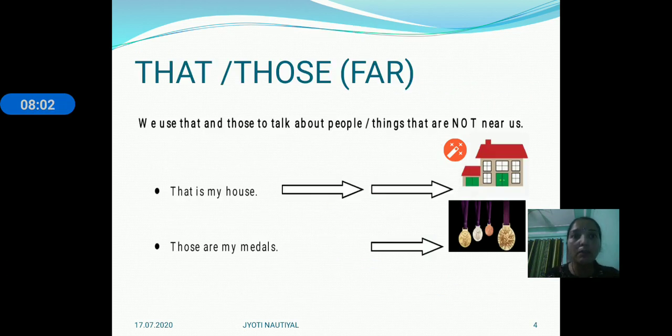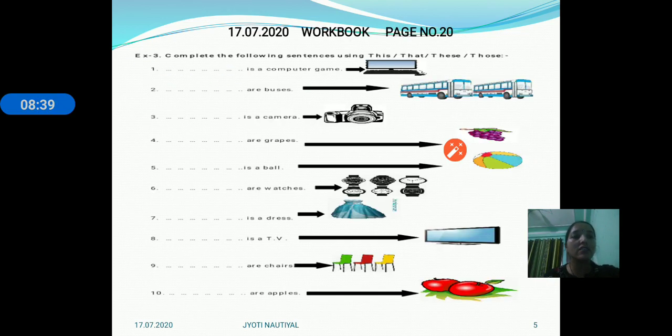Okay. Now let's talk about that and those. Now children, always remember that whenever the noun is far away, okay? If the noun is just one, we use that. That is my house. That is my car. Okay? And if the noun or pronoun is many, more than one, and it is far away, we will say those. Okay? For example here, those are my medals. Okay? So now you have understood the concept of this, that, these, those.